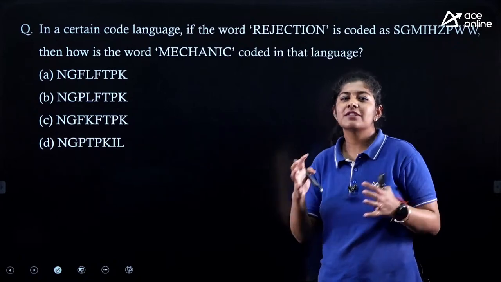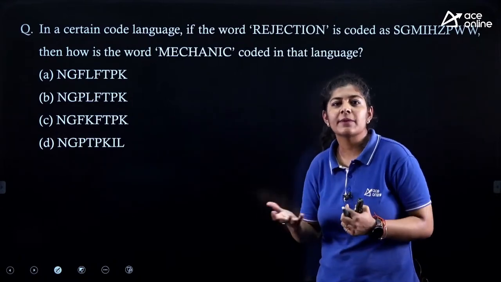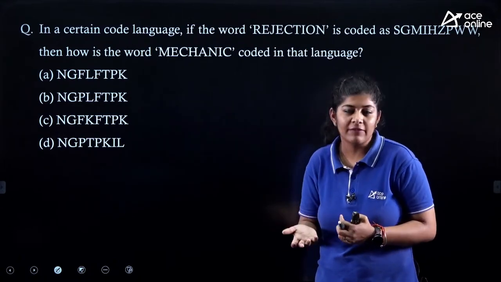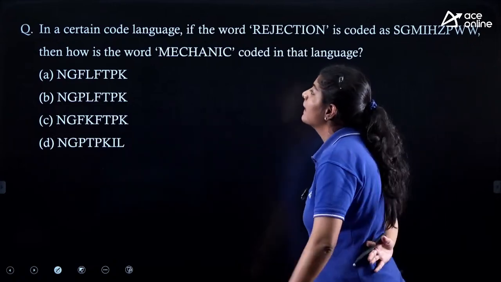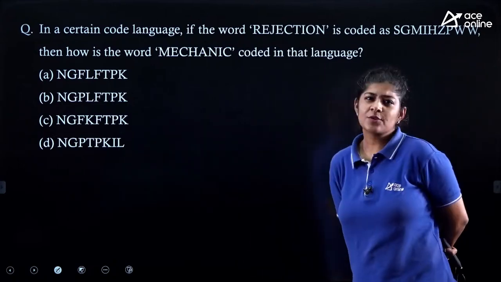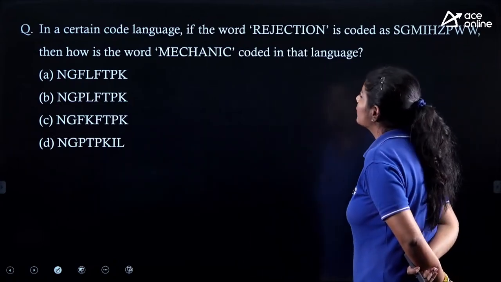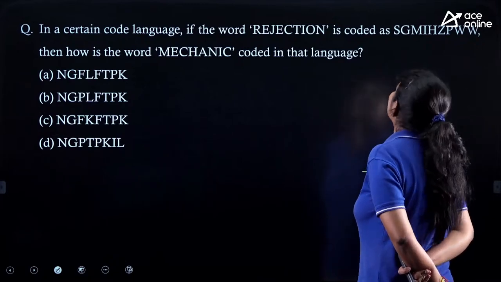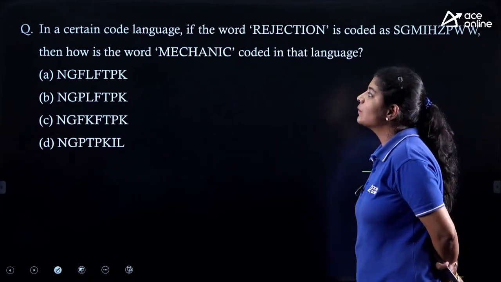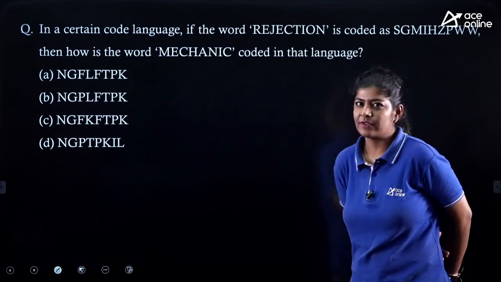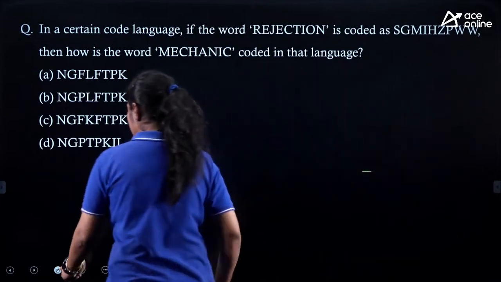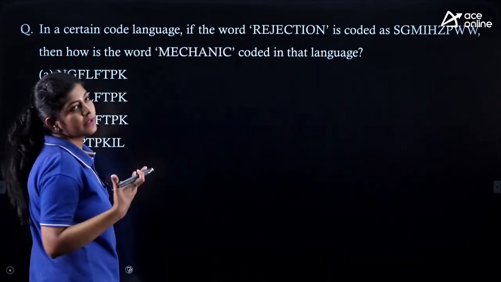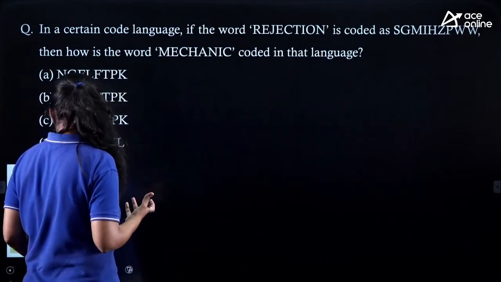In the reasoning sections, the logic or the basic things will remain the same, only there is a difference in the level of the particular questions, right. Next question says that in a certain code language, if the word rejection is coded as this one, then how is the word mechanic coded in that language? So again, the same procedure will follow. First we need to figure out what is the logic behind it, right.